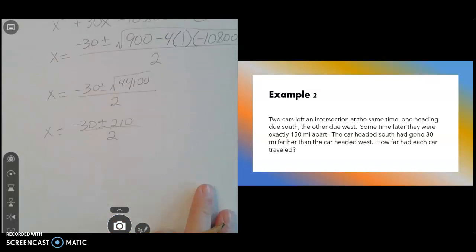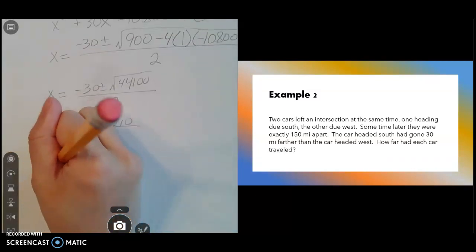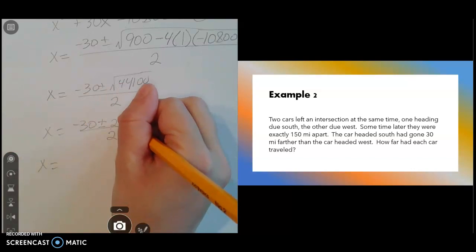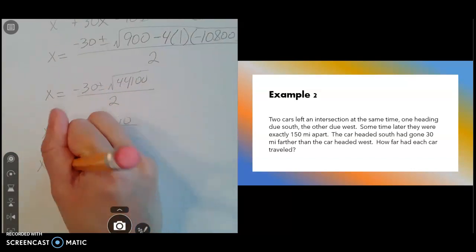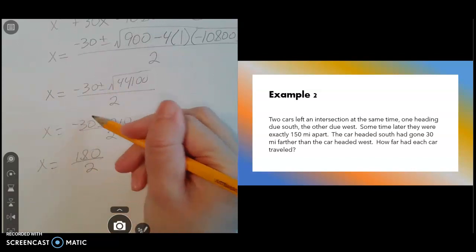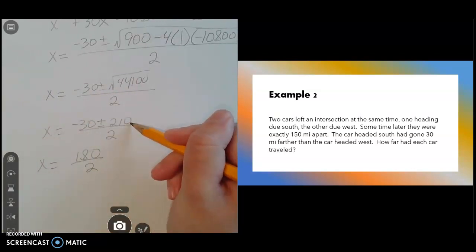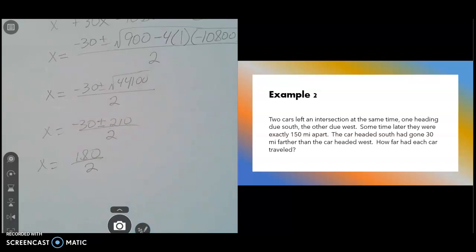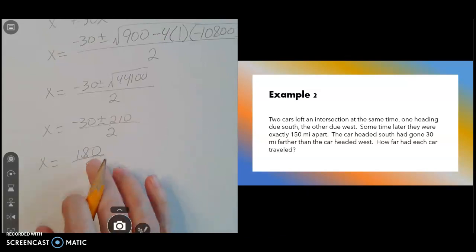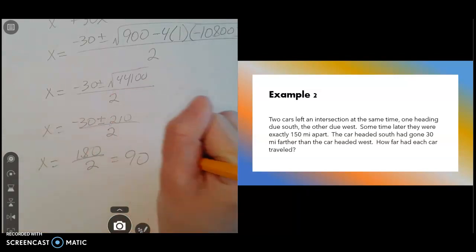We're all over 2. So to get our 2 answers, we're going to do negative 30 plus 210, which would be 180 over 2. If we do negative 30 minus 210, I'm going to get a negative answer. And just looking at the context of our problem, it does not make sense to have a negative distance. I am assuming that our problem is telling the truth and that the cars honestly went west and went south. They didn't go the other direction. So this is going to be our only answer that makes sense. And 180 divided by 2 is 90.